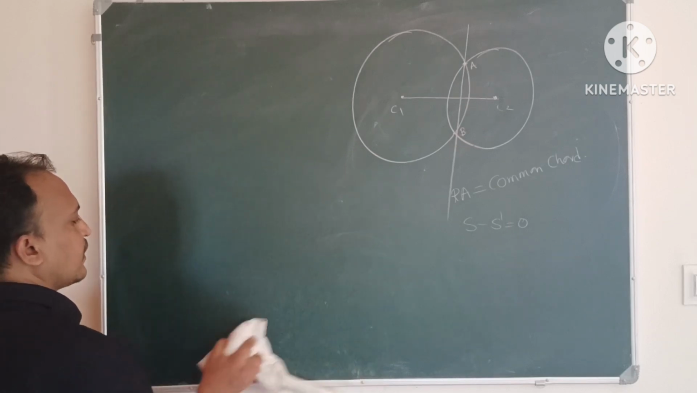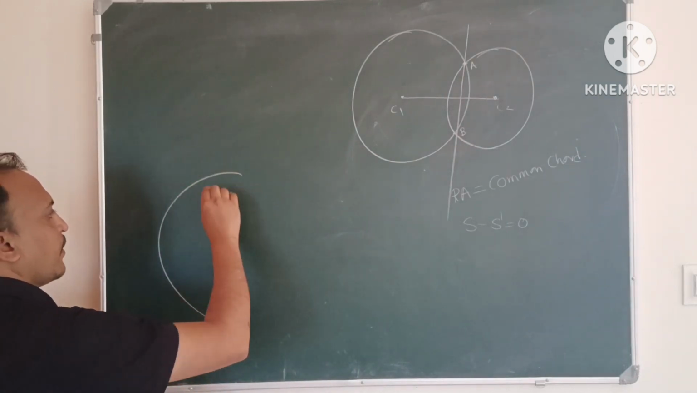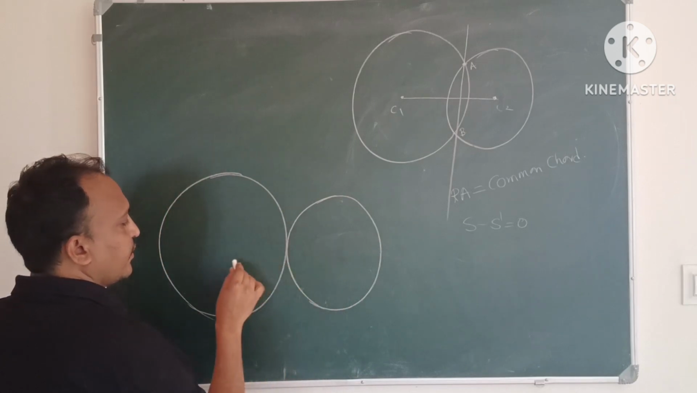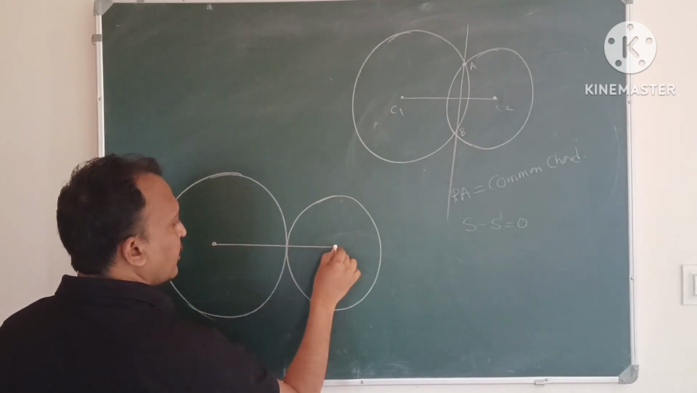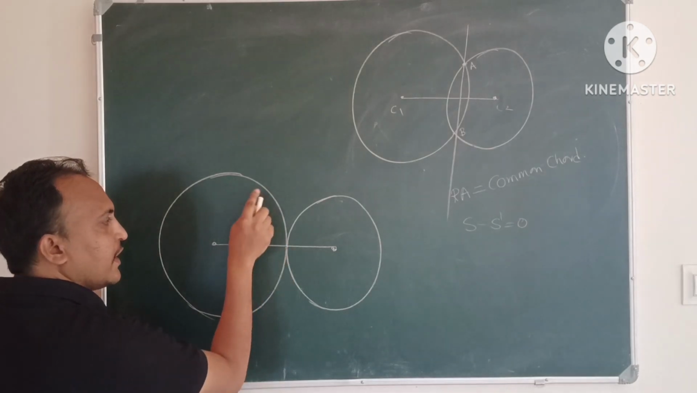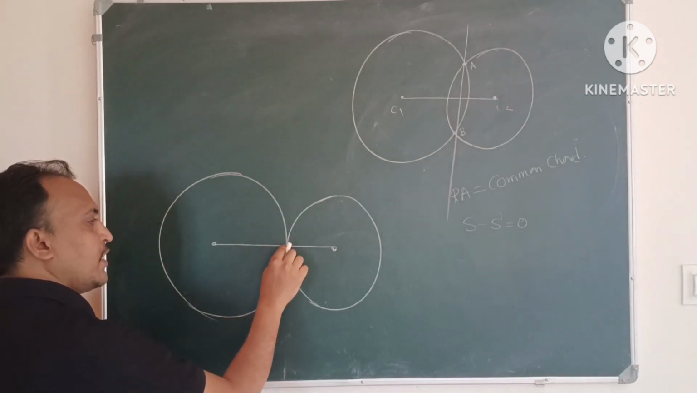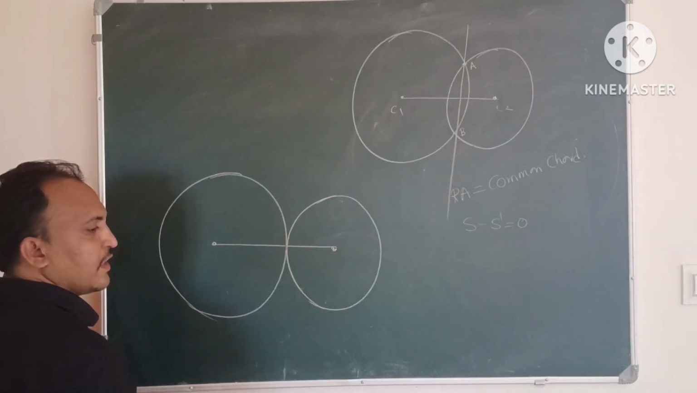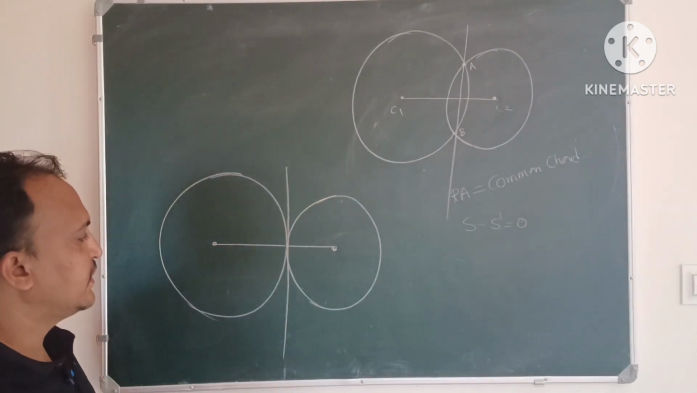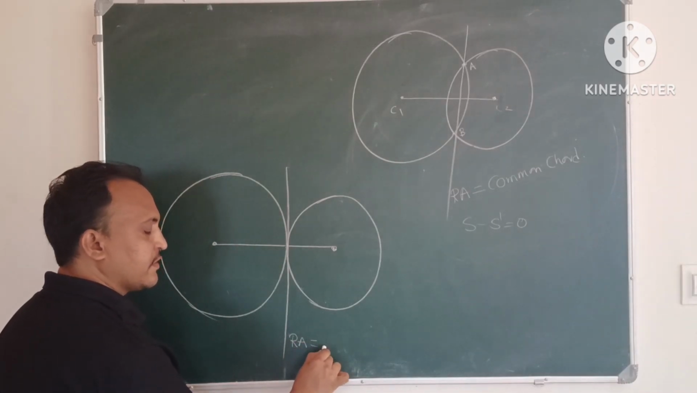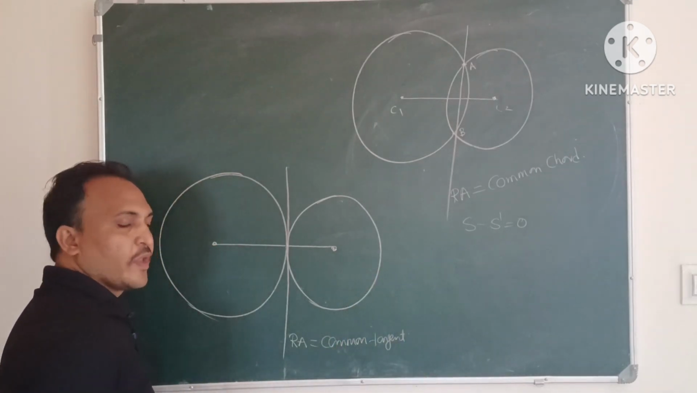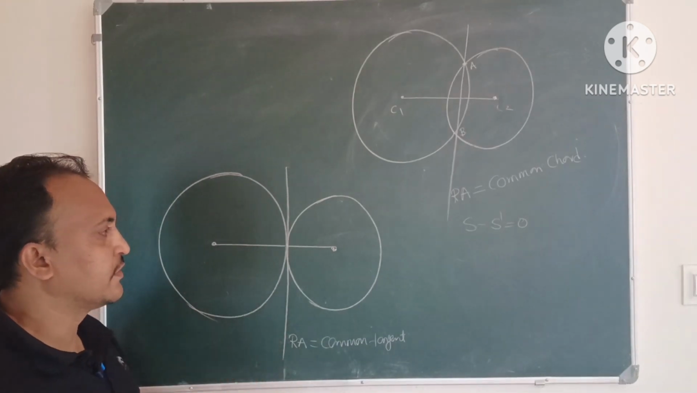Next, if two circles touch each other externally, then if you take a point on this line, the length of the tangent from this point to each circle is equal, that means it is equal to 0. Here the radical axis is the common tangent. The radical axis is nothing but the common tangent in this case.